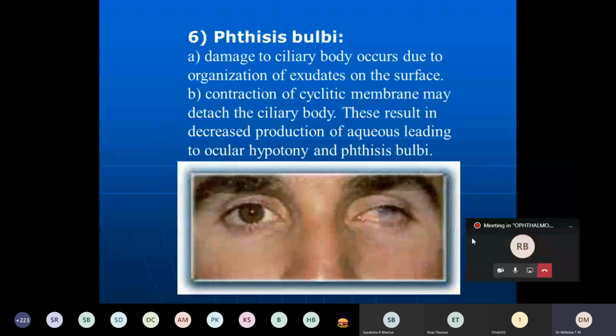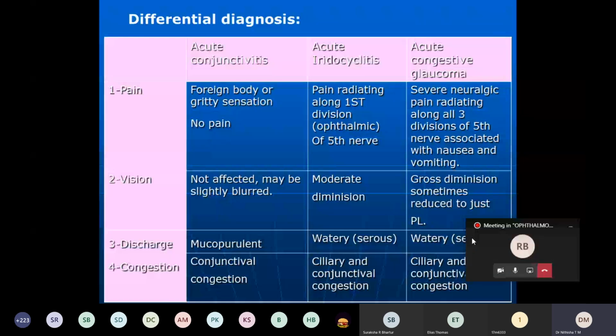Then phthisis bulbi occurs due to contraction of the cyclitic membrane, which can detach the ciliary body, which results in a decrease in aqueous production, leading to ocular hypotony and phthisis. The right eye is normal; in the left eye you can see the eye is small, but its architecture is maintained. Even then, you can see it is very small. So that indicates it is phthisis bulbi. This is one of the viva questions. You should know what is phthisis bulbi and atrophic bulbi.